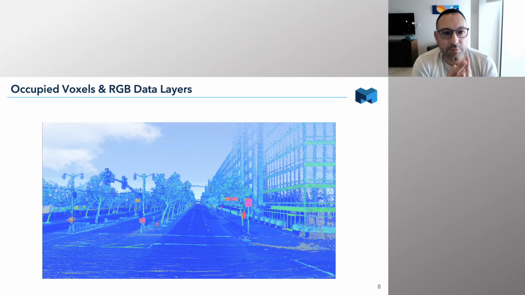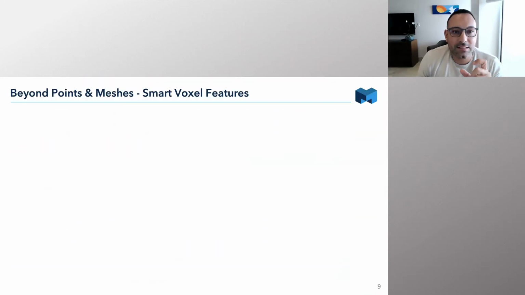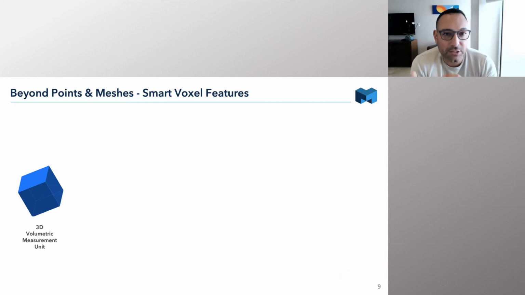But on the surface of the voxels, you can put additional data layers. So for example, in cities, we very often use camera data. So we're putting the RGB values, the colors essentially, on the voxels. So now you start to have something that looks more realistic to a human. But we can go beyond that. Unlike points or meshes, there are some really cool features of the voxels.